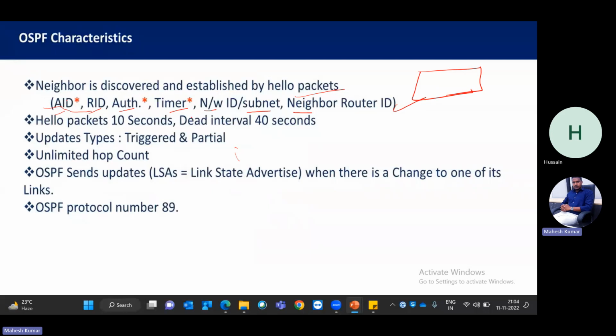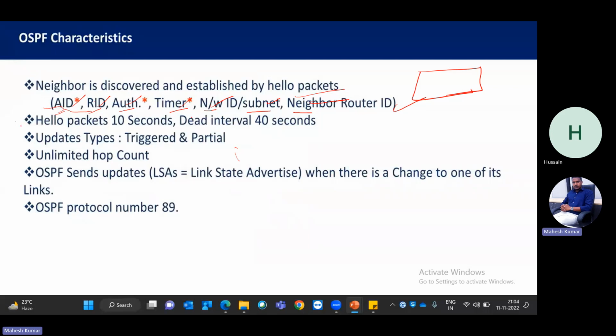So what is area ID? What is router ID? What is authentication? Timer we know, network ID, subnet, and the neighbor router ID. That way, everything we will cover by tomorrow when we do the configuration. So at that time, I'll show you.